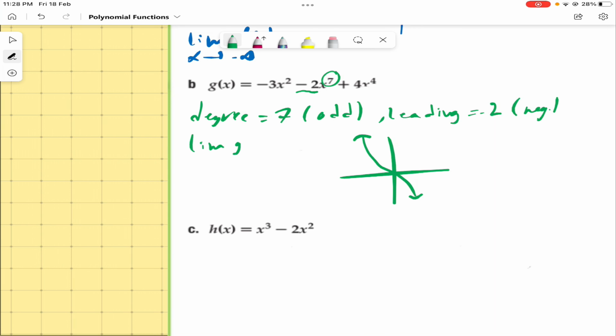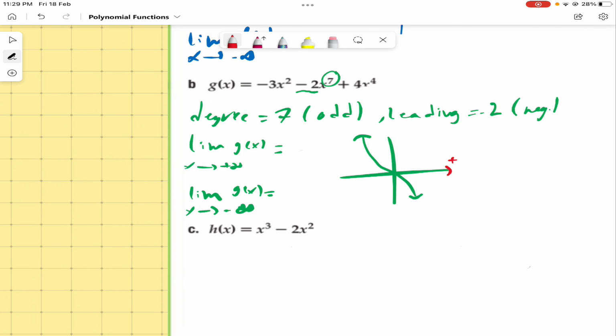So limit when x goes to plus infinity, and limit when x goes to minus infinity. To the plus infinity, the arm is going down, so minus infinity. When x goes to minus infinity, the arm is going up, so plus infinity.